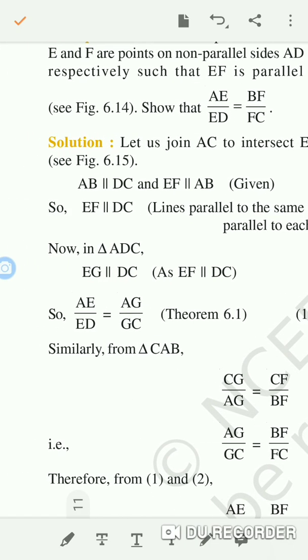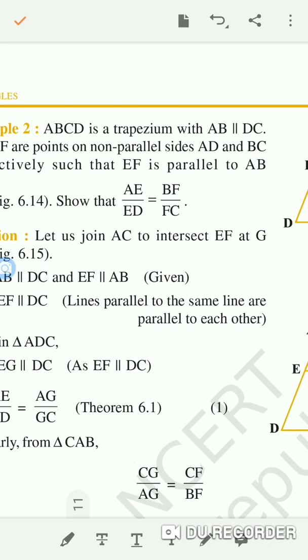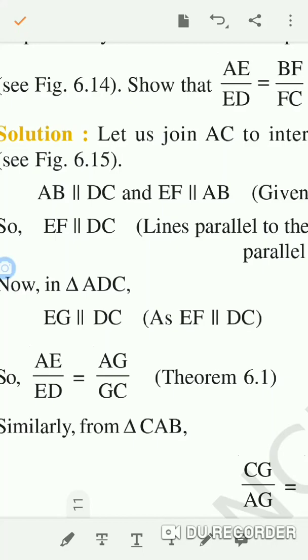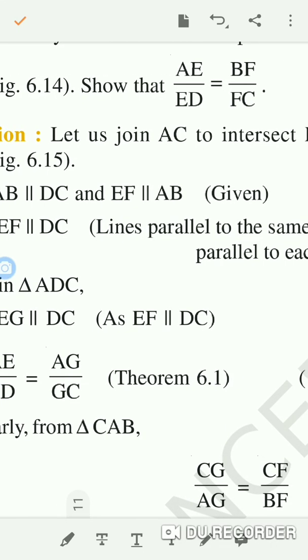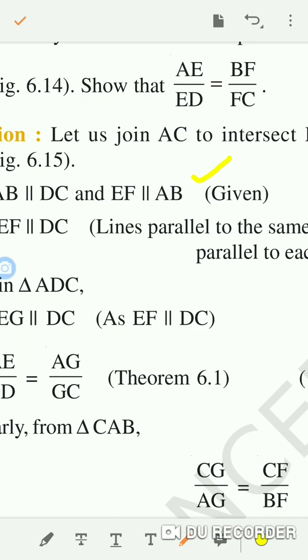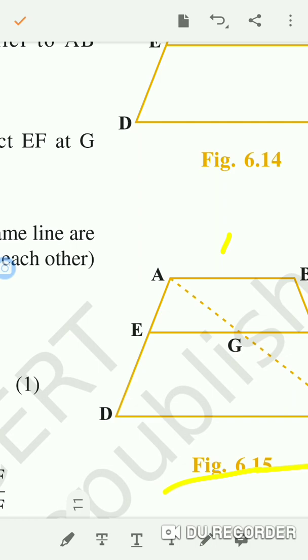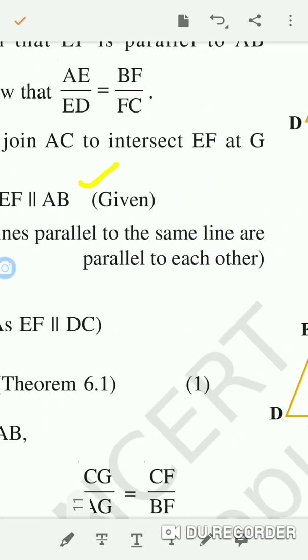See here, let us join AC to intersect EF at G. AB is parallel to DC, EF is parallel to AB, that is given. This is given. Then, due to these two steps, we can say that EF is parallel to DC. See here in the figure, EF is parallel to DC.